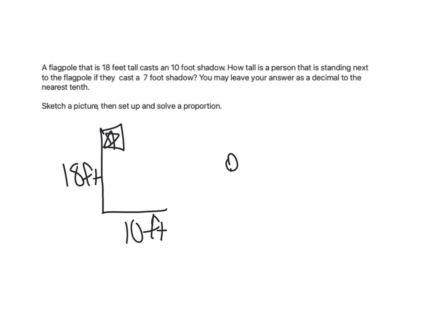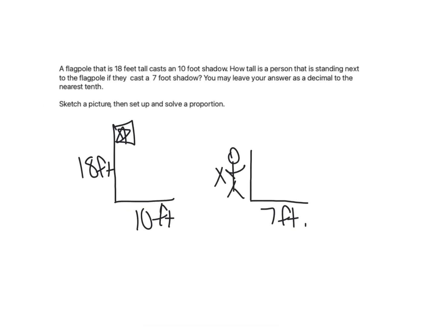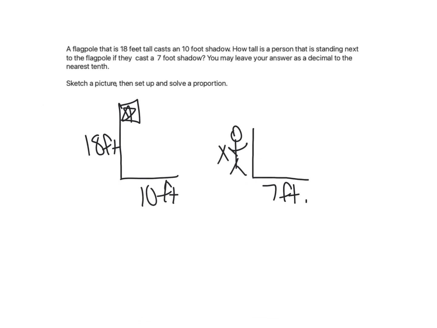So here's a person standing over here. How tall is this person? We're going to call that person X feet tall, if they are standing next to the flagpole and this person casts a 7-foot shadow. And it says you can go ahead and leave your answer as a decimal. We're not going to change that decimal into feet or anything like that.